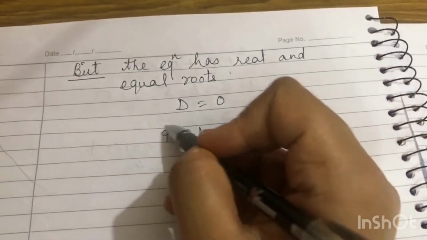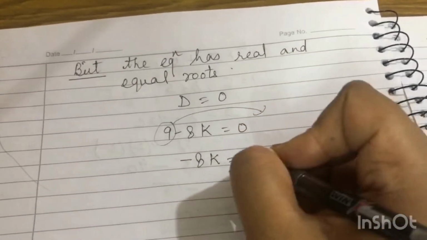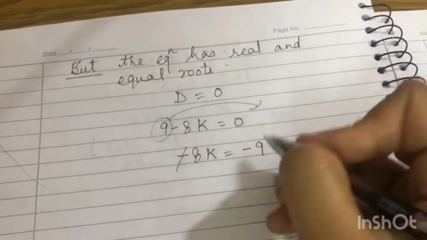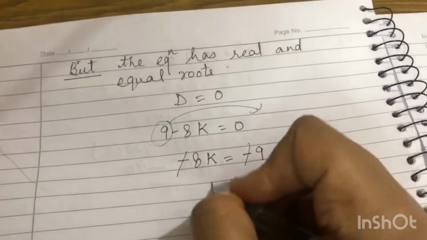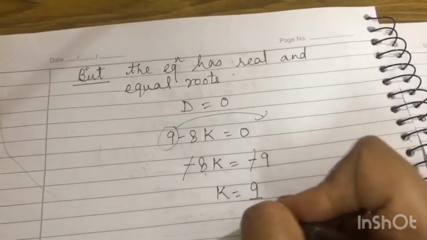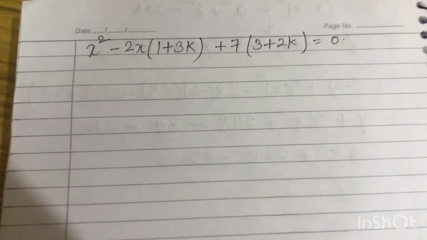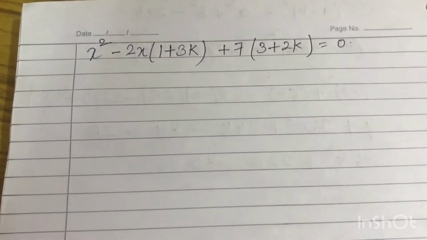How will you find? You will shift this 9 to another side. So it will be minus 8k is equal to minus 9. Now both minus will be cancelled and k is equal to this 8 is in multiplication, so it will go in division to another side. So the value of k will be 9 by 8.